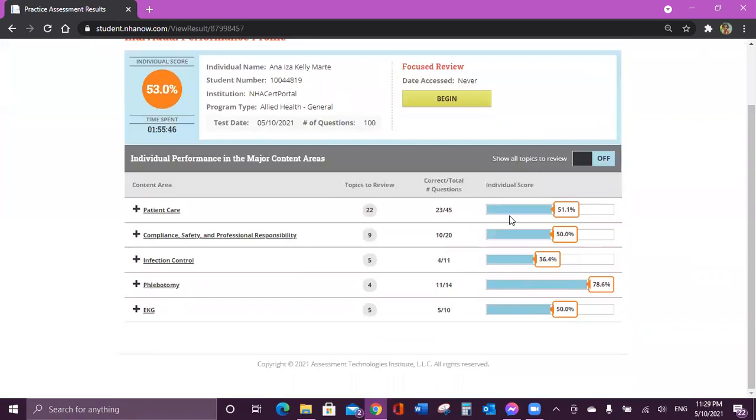Mira. Patient care de 45 sacamos 23, 22 malas, ahí está. Y de complaint safety and professional care de 20, 10. Infection control de 11, 4. No, pero para mí está mucho mal, ¿te diste cuenta? Y de phlebotomy de 14 fue 11. Y de EKG de 10 fue 5.